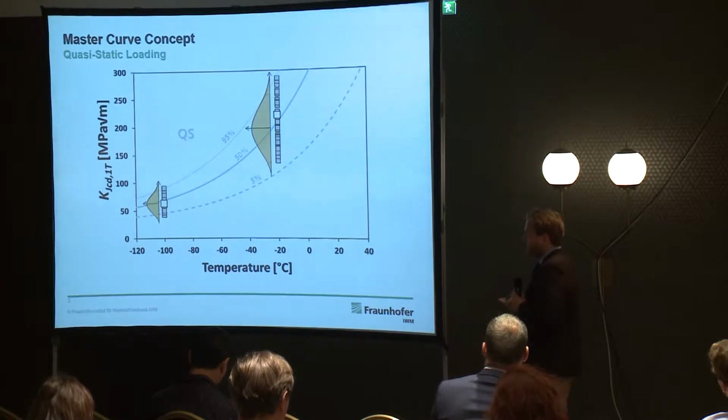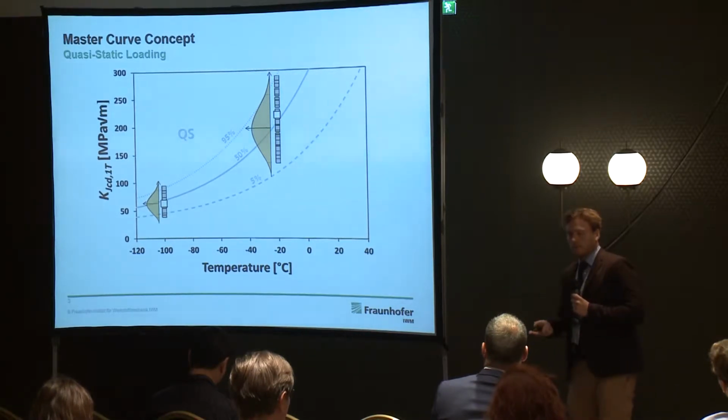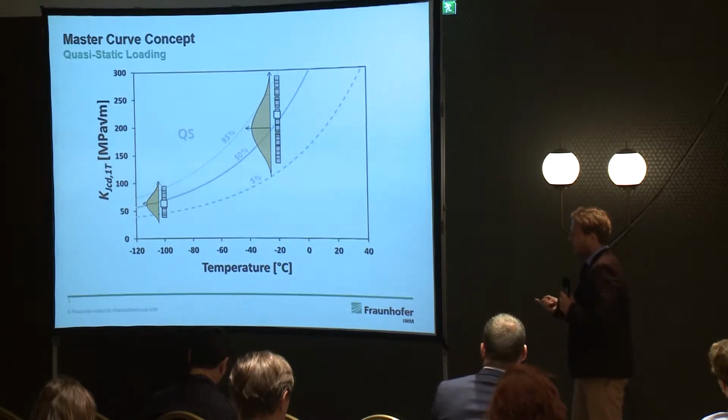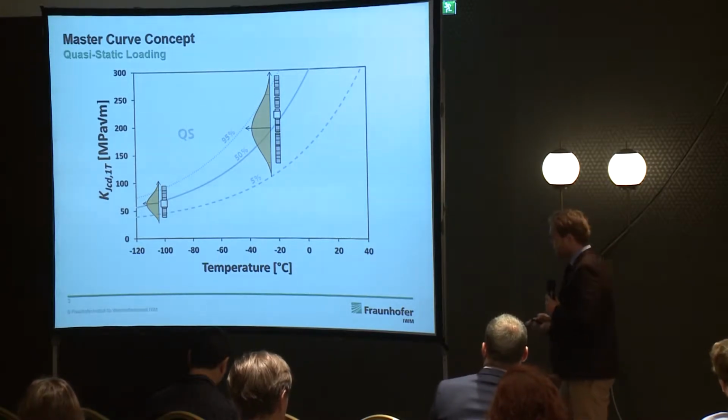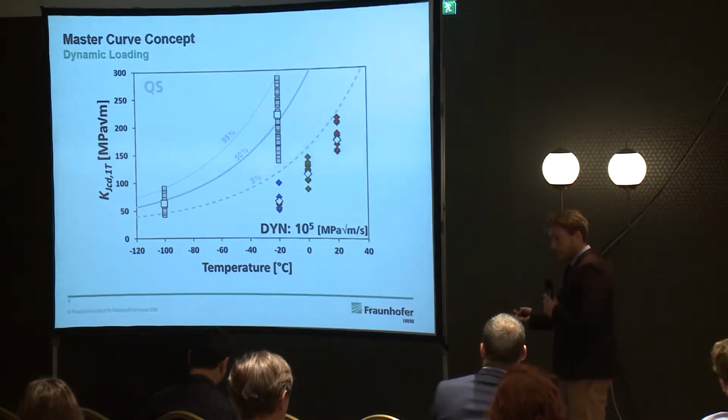And this is the basis of the master curve concept, which is basically a probabilistic tool, how you can assess cleavage fracture on a probabilistic basis. And you can see here that the experimental data actually matches the outcome of the master curve concept quite well under quasi-static testing conditions. Now what happens if we apply a dynamic load?